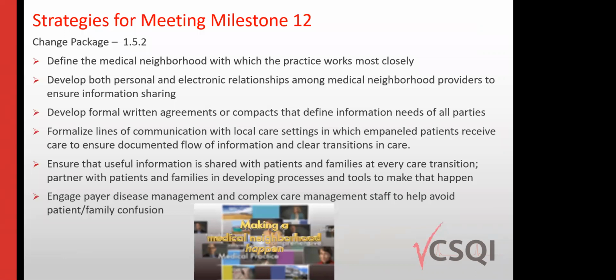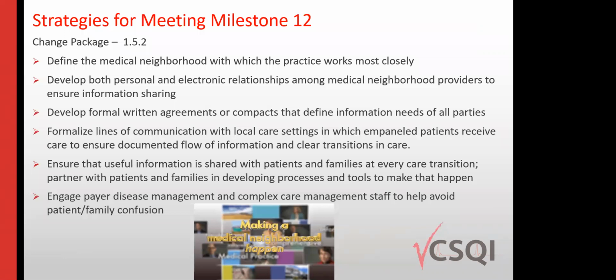So 3, develop formal written agreements. Again, that typically happens in a CIN or an ACO, but that is something, again, 2 practices can agree to do together. Formalize the lines of communication. And that, again, is to make sure that both sides are clear who is going to communicate what and when, with respect to practice to practice communication, and who is going to communicate what to the patients when. Both of those are important.